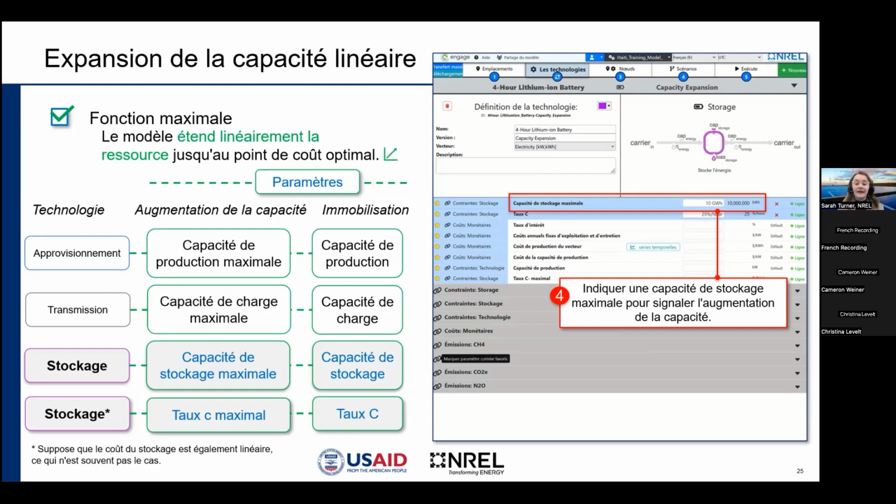This is why in Engage, even though storage duration can be capacity expanded, we at NREL often make new technologies to represent the monetary constraints of a technology while fixing the duration.